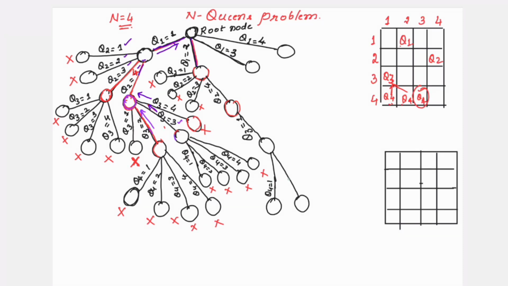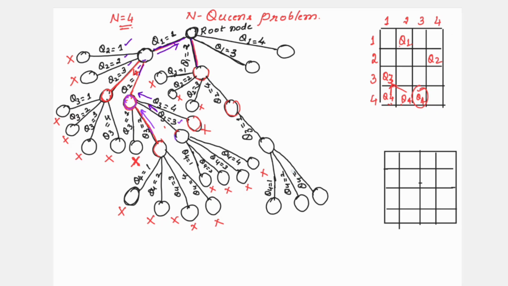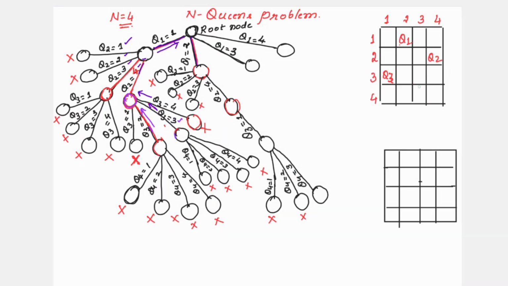q4 equal to 1 was not possible, q4 equal to 2 was not possible. Now we have explored, we have checked this. q4 equal to 3 is possible. We are able to place all the queens in the correct position now. So this is the final position for all the 4 queens, q1, q2, q3, q4, and that you can see in the state space tree, this path.